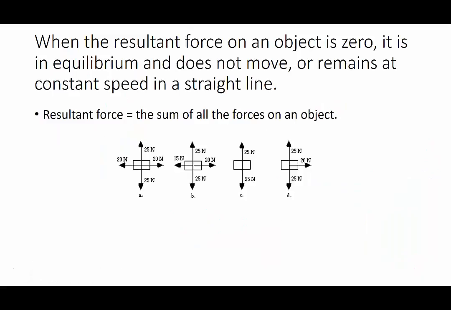Okay, so we need to know what resultant forces are, and the resultant force is the sum of all the forces acting on an object. So in this first diagram, we see the upward and downward forces cancel out, the left and right forces cancel, so the overall resultant force is 0 newtons. In our second diagram, the up and down cancel again, but the right and left, if we take 20 minus 15, that gives us 5 newtons acting right.